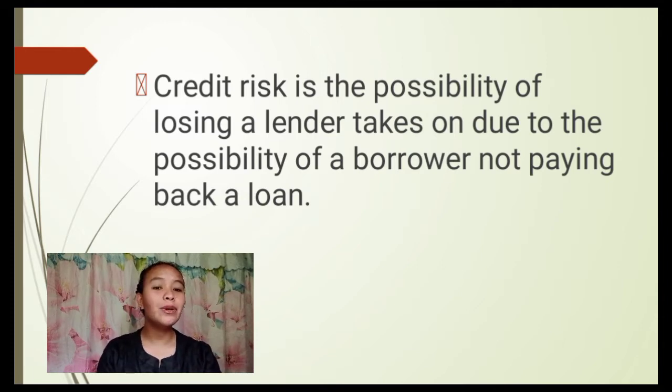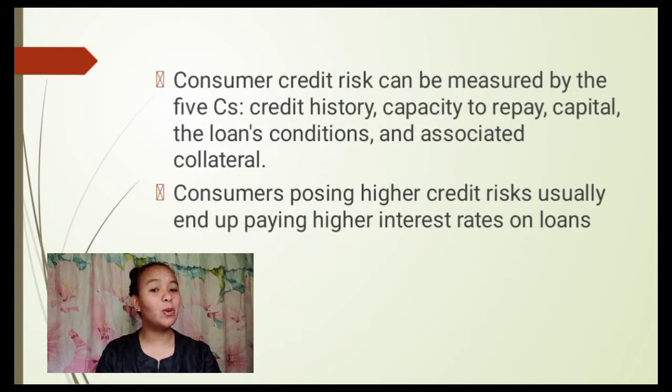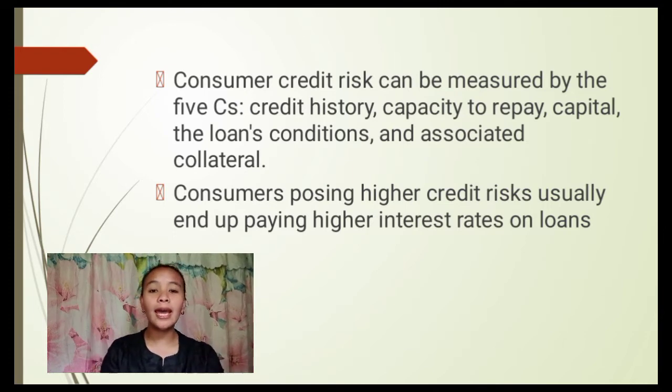Second, consumer credit risk can be measured by the 5 C's, such as credit history, capacity to repay, capital, the loan's conditions, and associated collateral. And consumers posing a higher credit risk usually end up paying higher interest rates on loans.